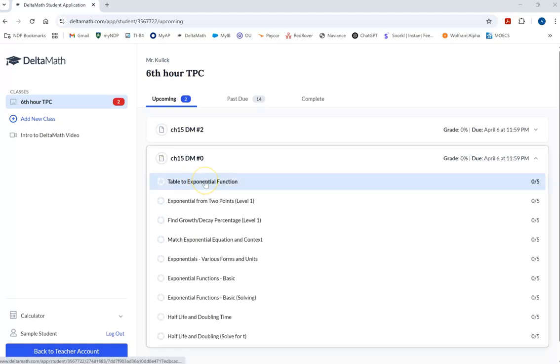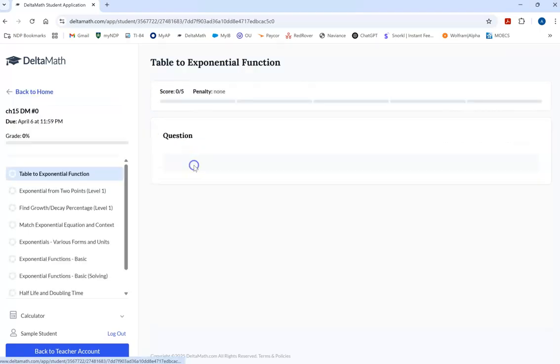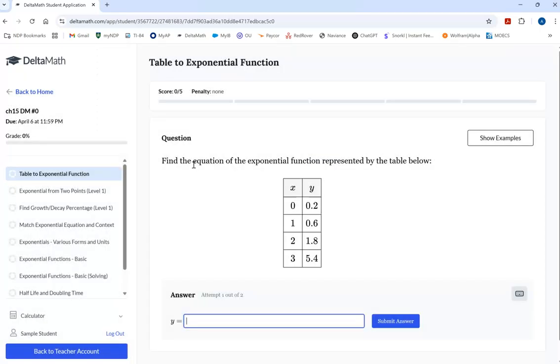I have some deltamath due dates to change here, but we're going to be working on deltamath chapter 15, number 0. So this was the added one, the 0th one. That's why I got a funny number. The problems they're going to be doing is just turning a table into an exponential function like we've done in the homeworks. Any questions on how to do that?